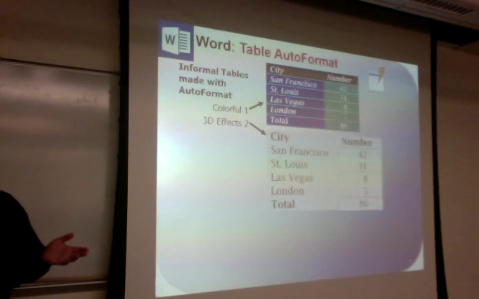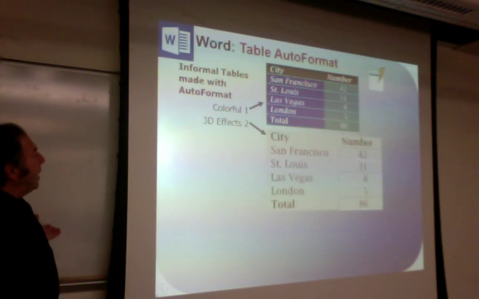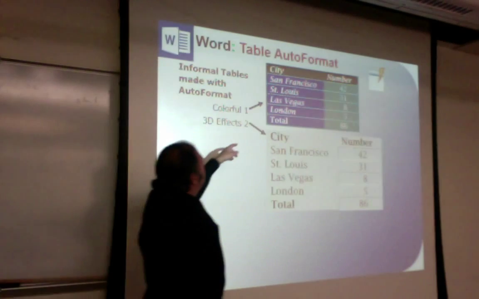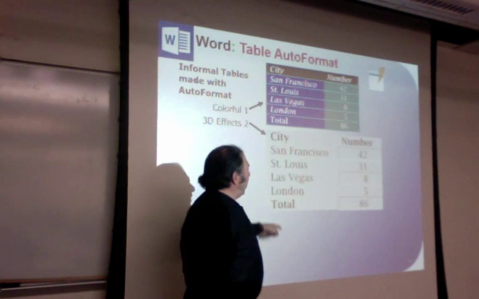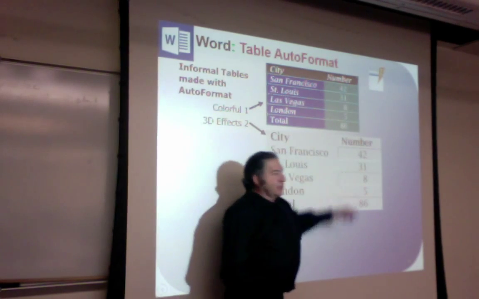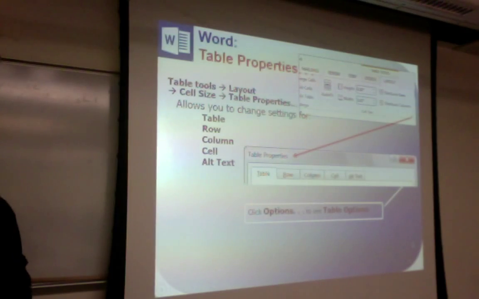Okay? Here's an informal table made with auto format. All right. This is what they call the colorful format. This is the one they call 3D effects format, because you can see it looks like it's got some kind of 3D effect there. I don't know how much use that is.